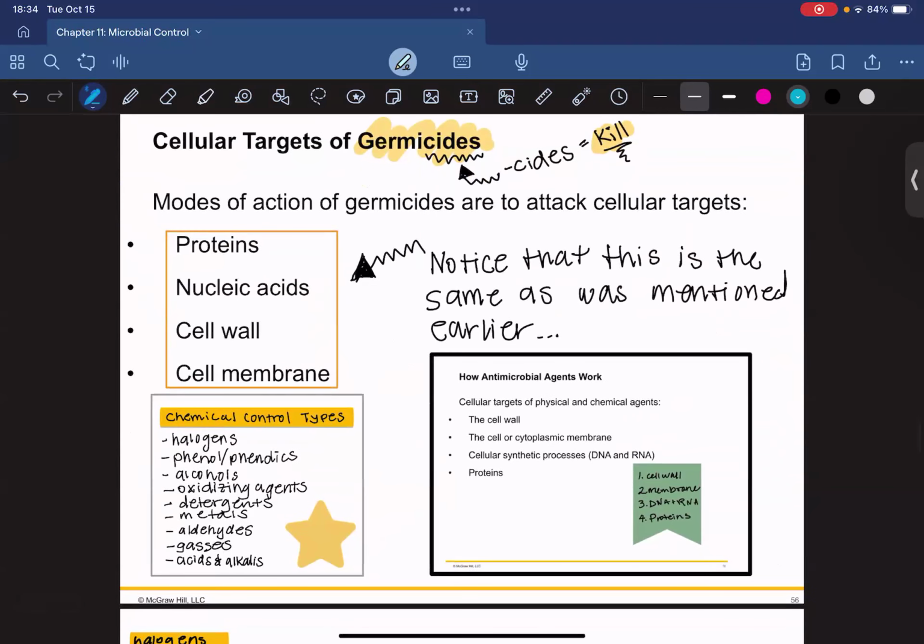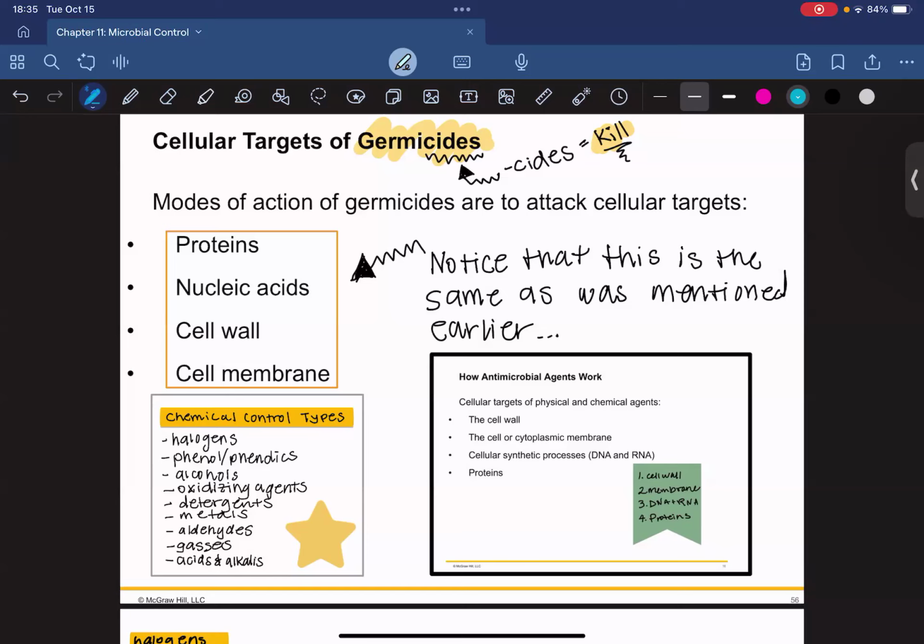All right, so let's talk about how they work. Turns out it's the same as the other one. We're talking about proteins, nucleic acids, cell wall, and cell membranes being treated. Whether we're breaking down or preventing the cell wall from being made, sticking in between the cell membrane and preventing it from working and holding things in, or stopping nucleic acids or proteins from being made. It can even denature those guys. So it's the same thing here. Here's all the chemical types that we're about to go through: halogens, phenols and phenolics, alcohols, oxidizing agents, detergents, metals, aldehydes, gases, and acids and alkalis.